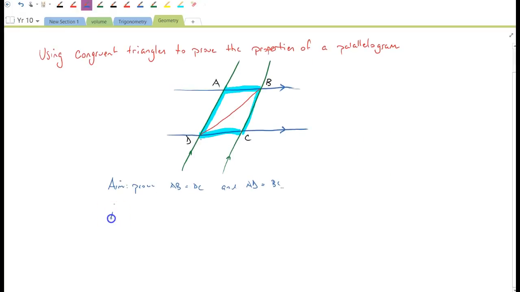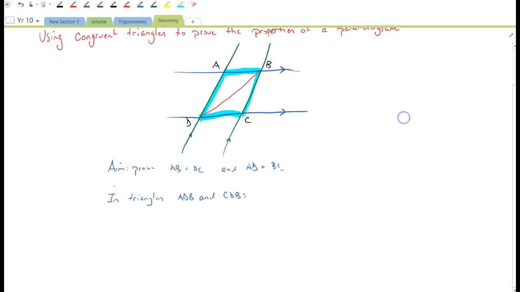So this is my aim. So in triangles ADB and CDB, okay, what can we say? All right, let's have a look up here. I want to be able to use one of my tests for congruency. I've got four tests that I can use: side angle side, two angles and a side, side side side, or RHS. Now it's not going to be RHS. I've got a right angle here, have I?